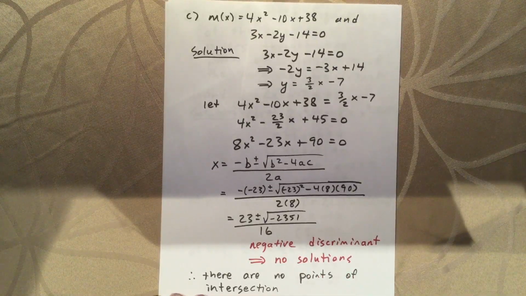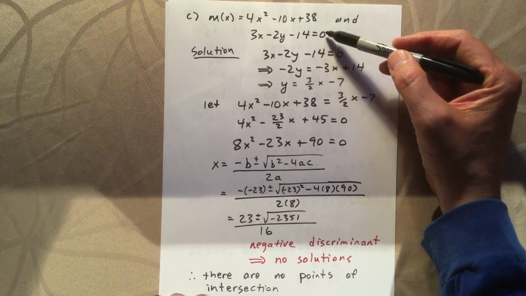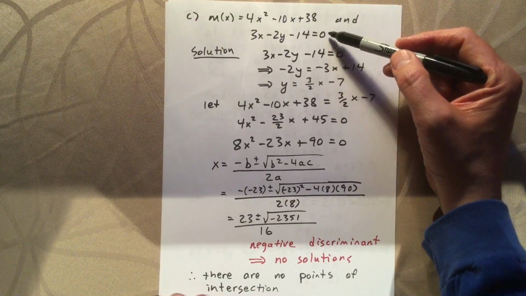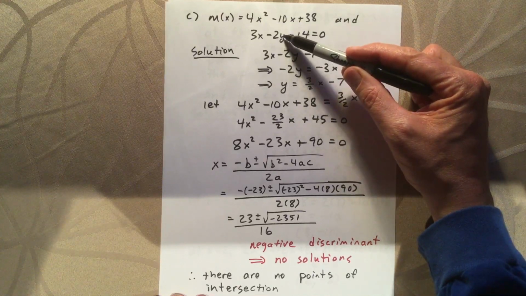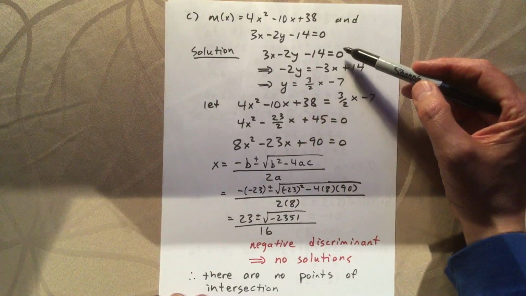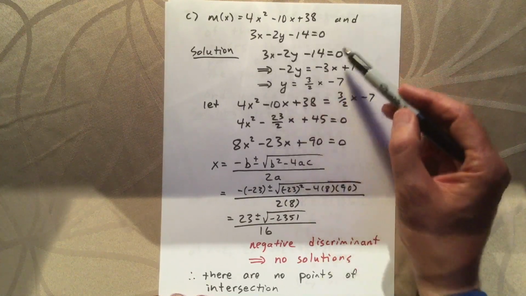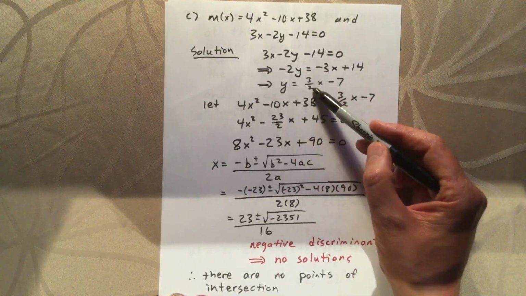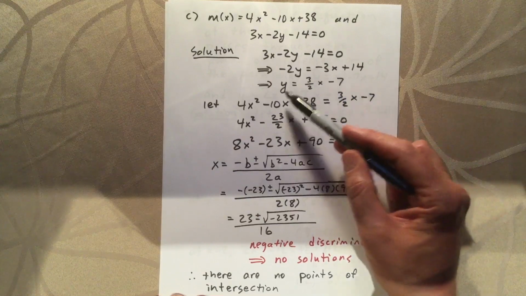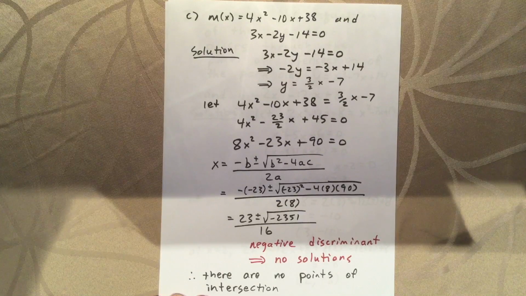In this situation, we've got a quadratic function and a linear function. So what I'm choosing to do here is isolate y and get this into y equals mx plus b form. So we have 3x minus 2y minus 14 equals 0. I subtract 3x and add 14 to both sides. I divide both sides by negative 2. And I get that another equation for this line would be y equals 3 halves x minus 7.